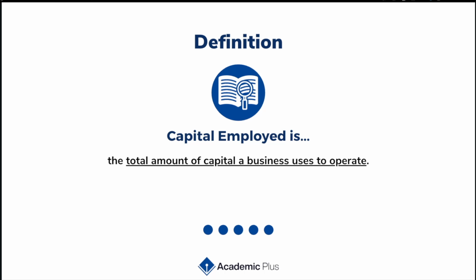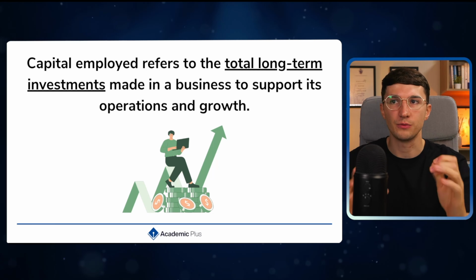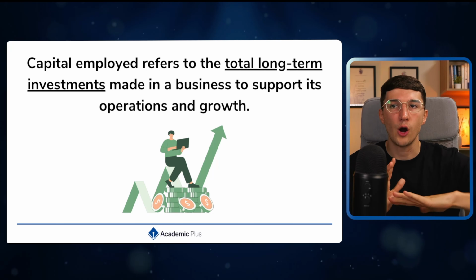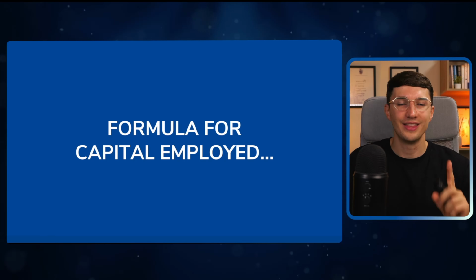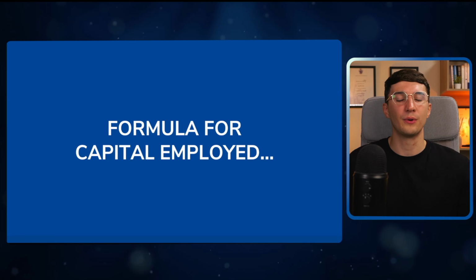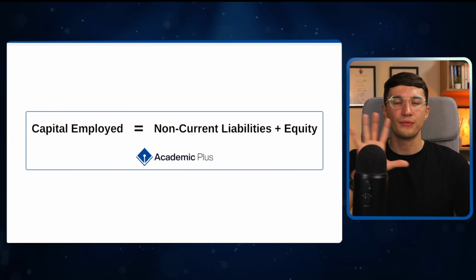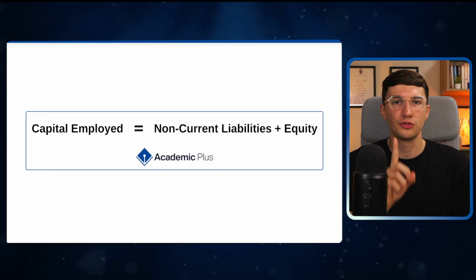It includes stuff like cash, equipment, buildings, or other investments contributed by owners or raised through long-term debt. When we think about capital employed, this is the total long-term investment that the business uses to run, develop and grow their operations. Now, this is the important part. What is our formula for capital employed? Well, capital employed is equal to your non-current liabilities plus your equity.